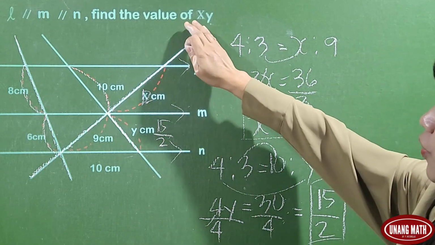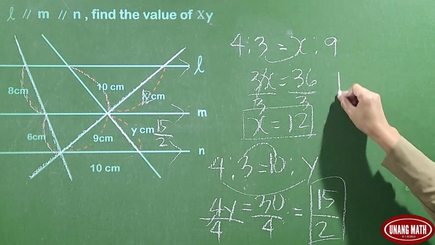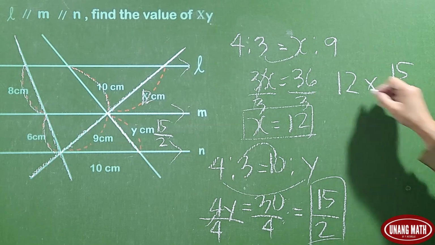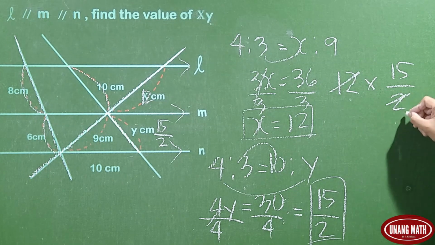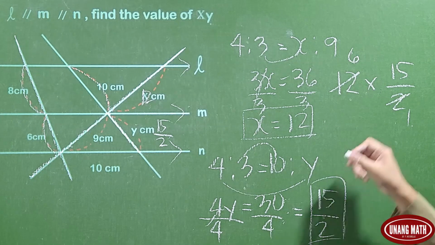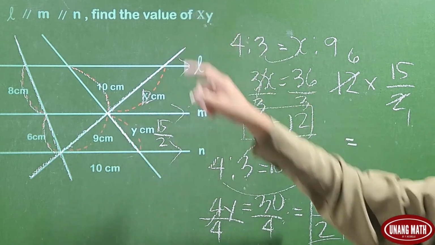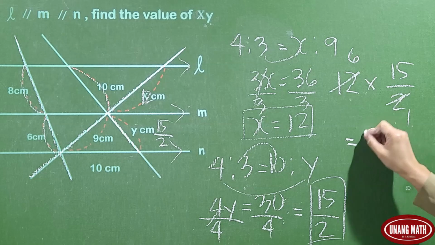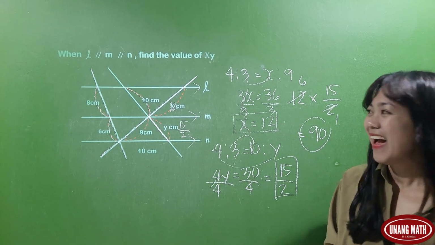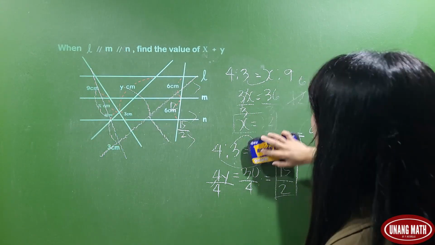So we are trying to find the value of X times Y. X is 12 times 15 over 2. If we simplify, this becomes 6. So 6 times 15 means X times Y, or the product of X and Y, is equal to 90. Okay, moving on to our last problem.